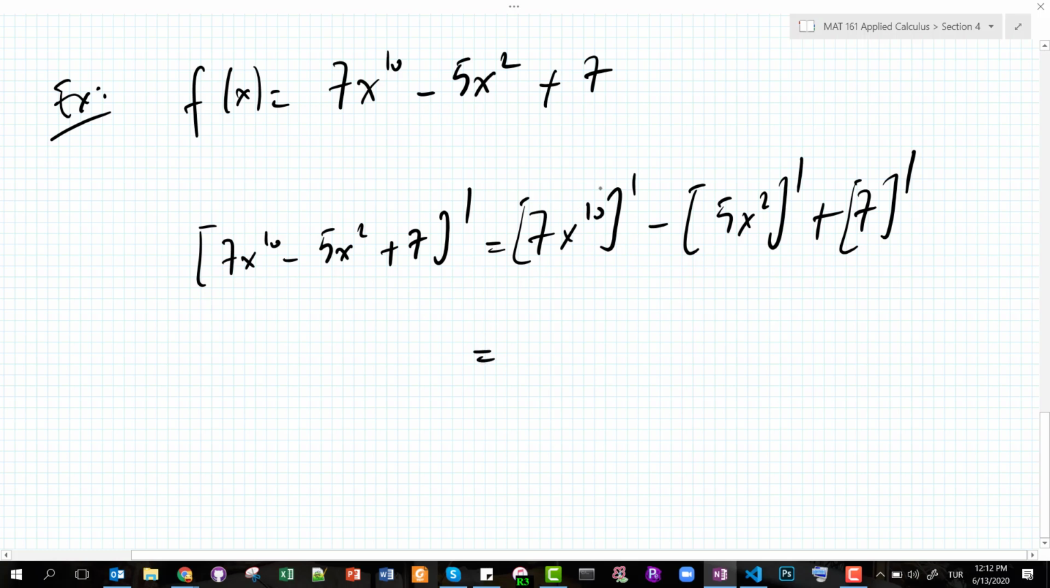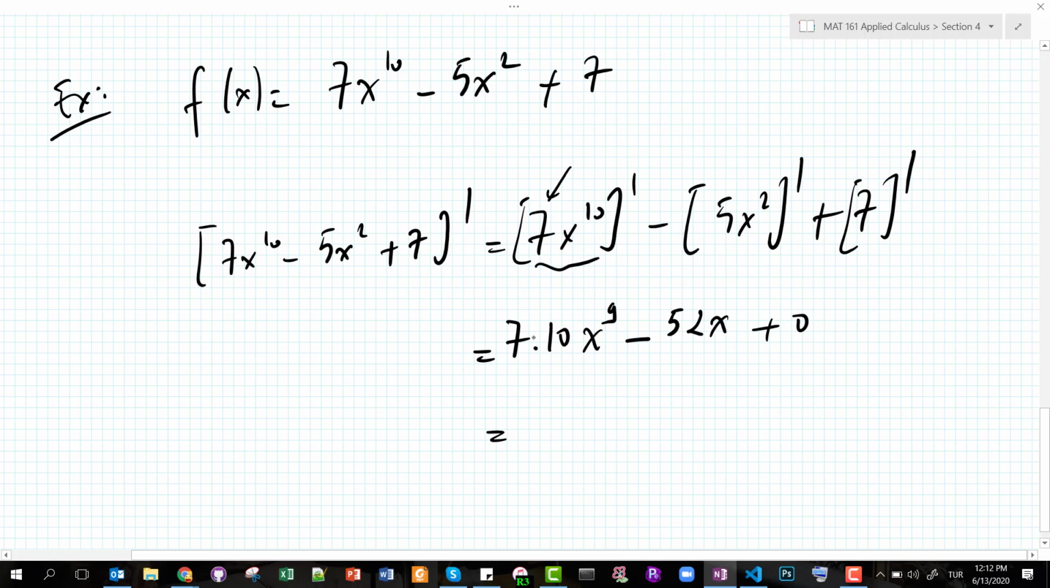And what is the derivative of this first part? First of all, as you see, I have a constant. I can take this out first without modifying it. And now here I'm going to use the power rule. Power rule says bring the power down, and then x to the 9. Minus, 5 will be outside, bring this down, and decrease the 2 by 1, which is going to be 2x, and then the derivative of the constant you have here, which is 0.